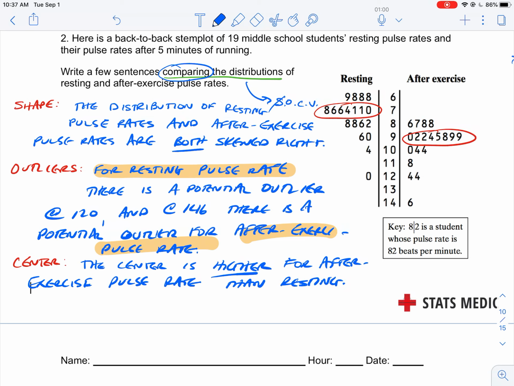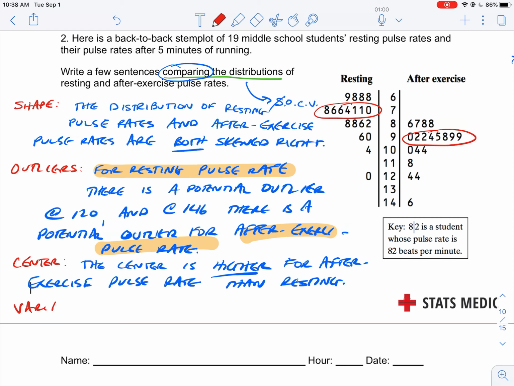So I've included my context in there. I've also used comparative language, and that makes sense, right? Not that I'm using this anecdotal evidence to justify my answer, but it makes sense that the after heart rate would be a little bit higher.